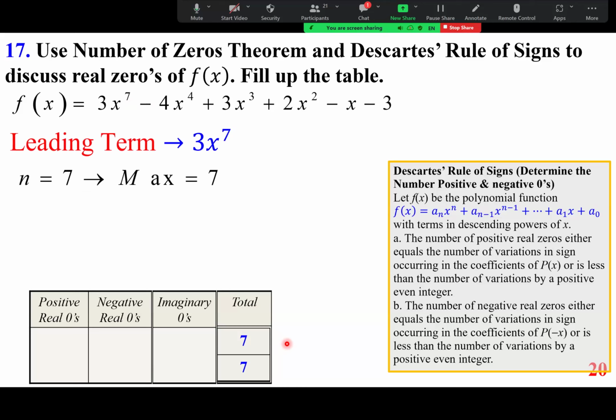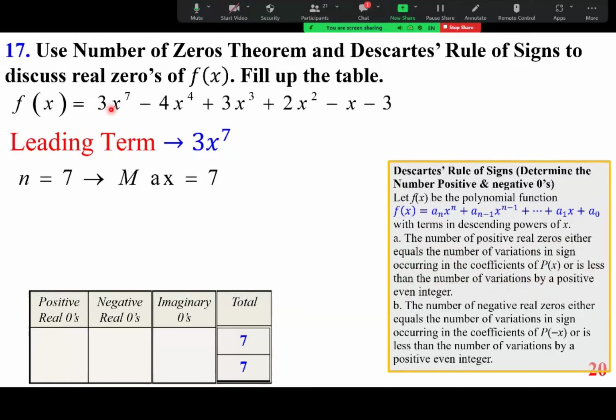Now, let's read this. Descartes' rule of signs, determine the number of positive and negative zeros. Let f of x be the polynomial f of x equals a sub n x to the power of n all the way to a sub 0, with terms in descending powers of x. The number of positive real zeros either equals the number of variations in signs occurring in the coefficients of p of x or is less than the number of variations by a positive even integer. So in other words, just look at this one.